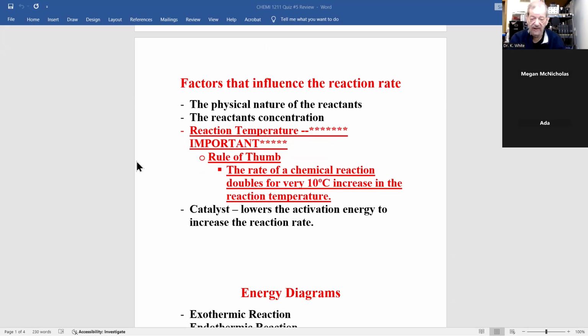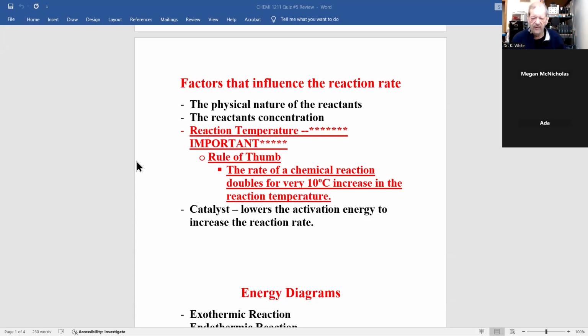And this is important. If you haven't figured out by now, when I put something in red, that's important. And that's a rule of thumb. And what does that mean, a rule of thumb? It's true 95% of the time. A law is true 100%. But this is an important rule of thumb, and that is the rate of a chemical reaction doubles for every 10 degrees C increase in the reaction temperature.